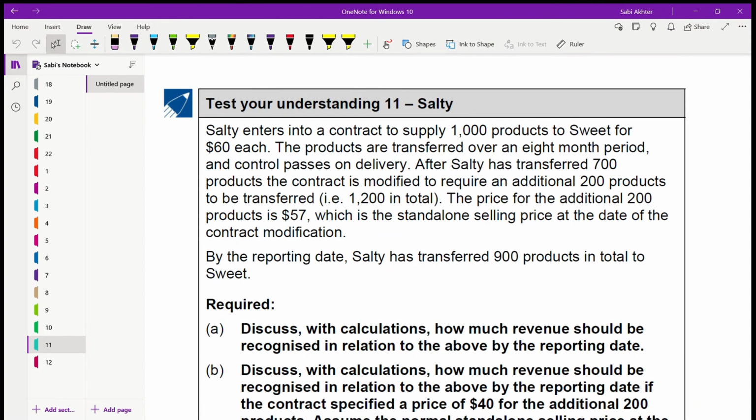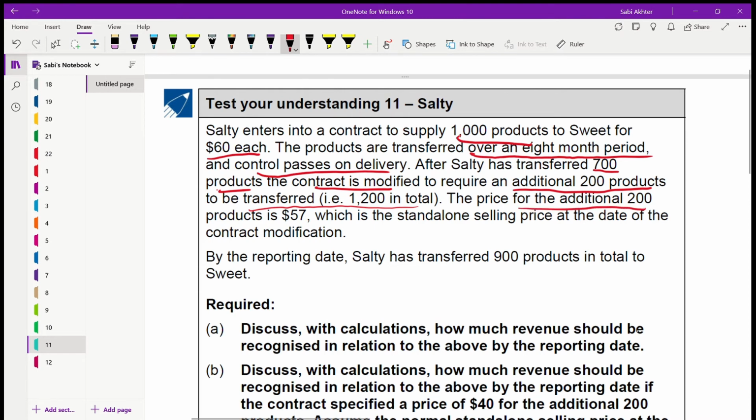Sally enters into a contract to supply 1,000 products to Sweet for 60 each. The products are transferred over an 8-month period and control passes on delivery. After Sally had transferred 700 products, the contract is modified to require an additional 200 products to be transferred. That means 1,200 in total. The price of the additional 200 is 57 now, which is the standalone selling price at the date of the contract modification. By the reporting date, they have transferred 900 products in total to Sweet.